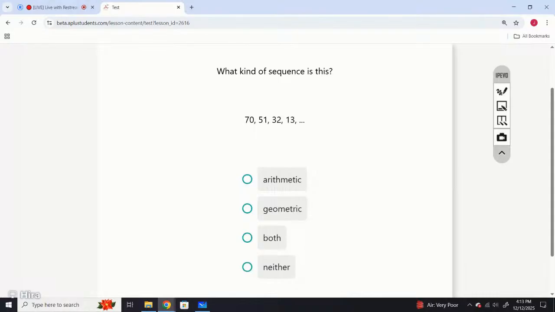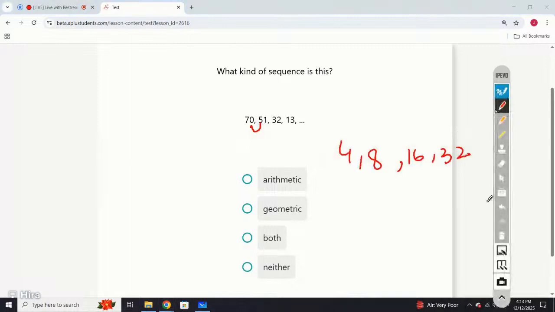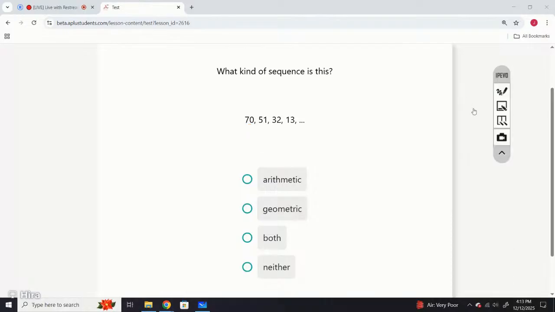What kind of sequence is this? 70, 51, 32, and 13. So 70 minus 19 is 51, I think. Wait. 70 minus 51 is 19. Then 51 minus 19 is 32. Then 32 minus 19 is 13. So, yes, that is an arithmetic sequence because every time we are subtracting the same number, that is 19. We are subtracting 19 for each next number. Option number one is the correct option.